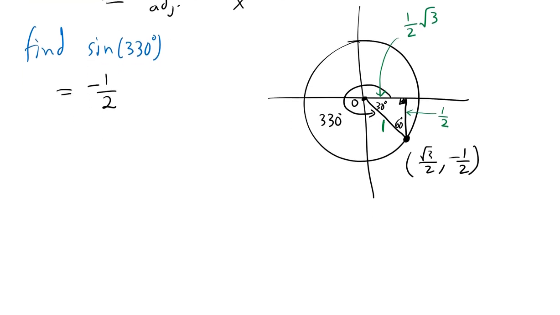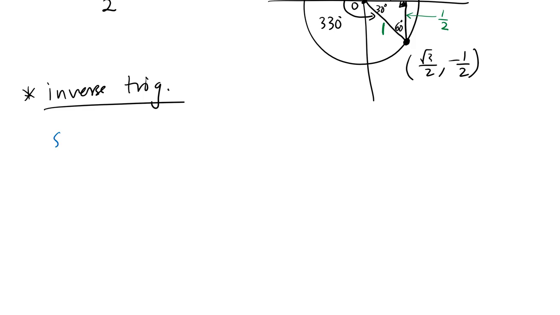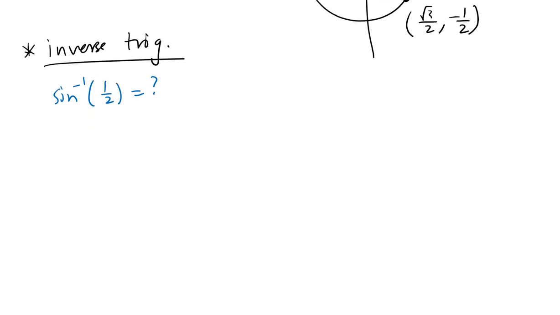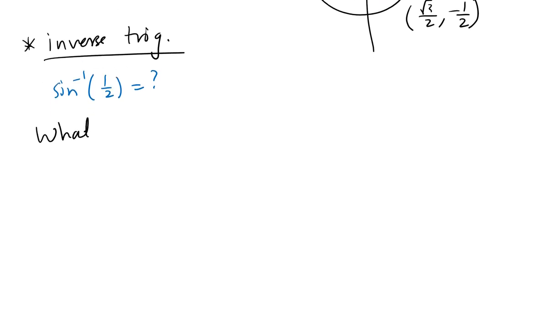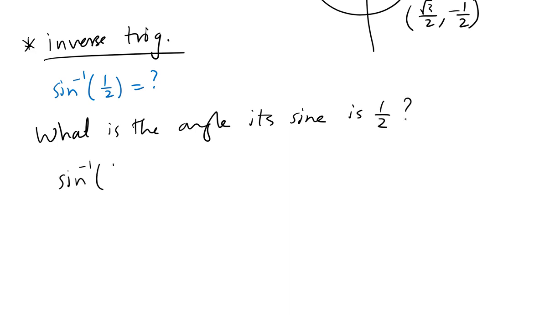Next, I want to review inverse functions, inverse trig. If someone asks you, what is sine inverse of 1/2? What are they asking us to do here? They're asking, what is the angle whose sine is 1/2? They give you the answer, and they want you to find the angle, backwards from what we just did. What's the angle whose sine is 1/2? If you go back to the unit circle, that was the 30-degree angle, which is the same as pi over 6 radians.